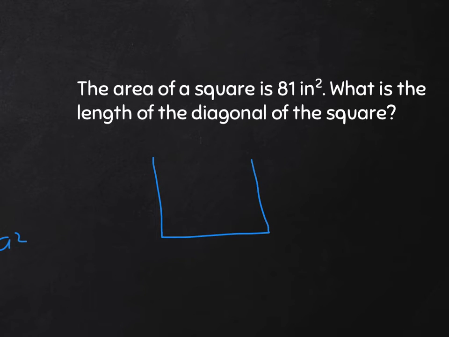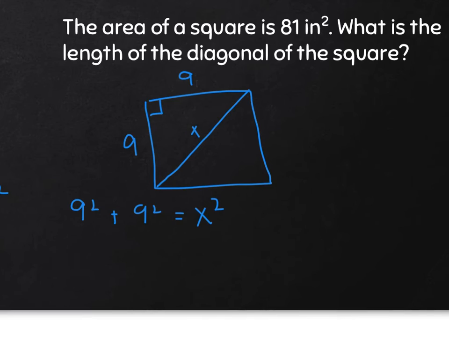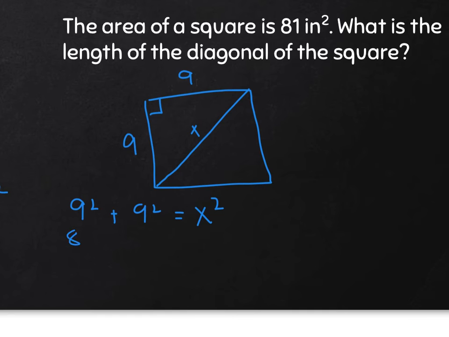Similar problem, but working backwards. I know the area is 81, which tells me, hey, each side has to be 9. And we want the length of the diagonal. So I'm going to do 9 squared plus 9 squared equals x squared. 81 plus 81 equals x squared. 81 plus 81 is 162.